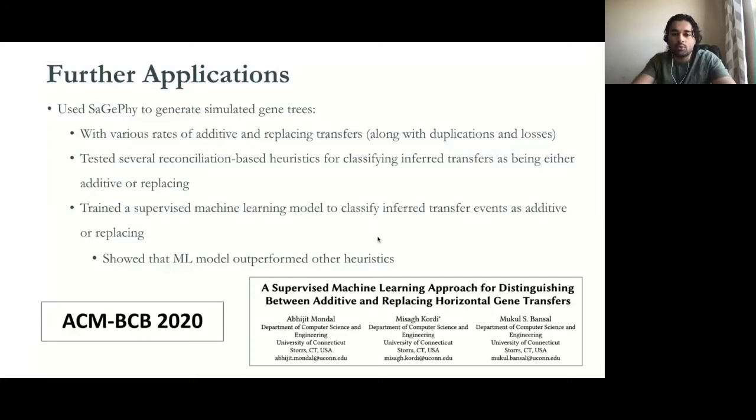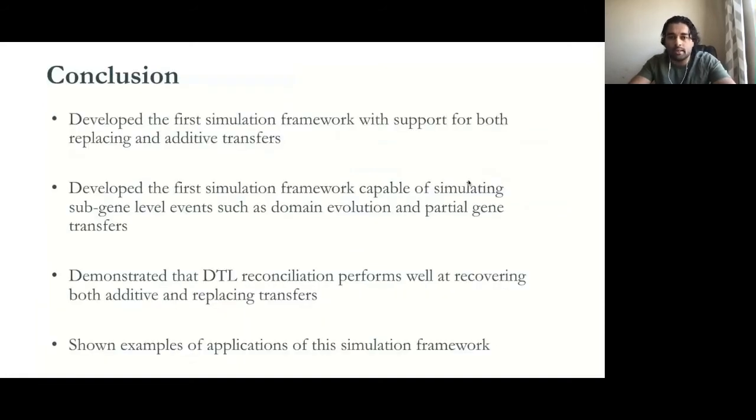And in this work from our lab, Abhijit and the co-authors train a supervised machine learning framework to classify these inferred transfer events as additive and replacing, and they impressively show that the ML model actually outperforms other heuristics that exist for classifying transfers as replacing or additive. So this just shows that this simulation framework can be applied to lots of different problems in this field of inferring evolutionary histories of genes and species, and of course now domains.